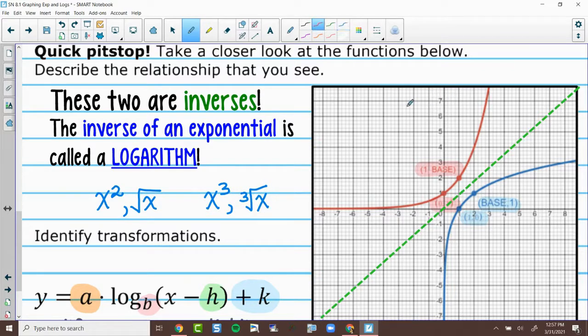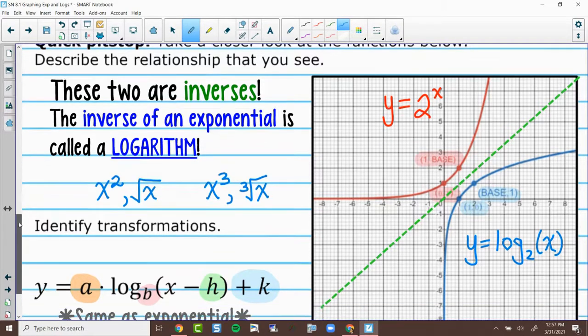On here, this one happens to be 2 to the x, and this one is a logarithm. The way we write that is log base 2 of x, and those functions will undo each other. You'll see they've swapped coordinates. So now I have new key points that I get to graph. Here's the good news with these.